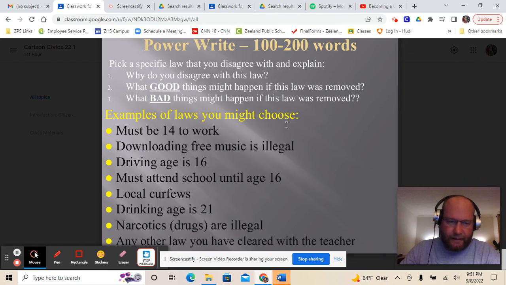The next one down is kind of past its time now. This is probably an older one. Downloading free music is illegal. Well, it used to be somewhat. Now you guys can find ways to legally download music all over the place. The driving age being 16. Maybe you guys think that's too high. Maybe you would argue that it should be 14, or maybe you think it's too low. Maybe you think it should be 18. Must attend school until you're 16. Again, maybe you think that's too high. So maybe you don't think there should be an age limit, or it should be higher or lower.